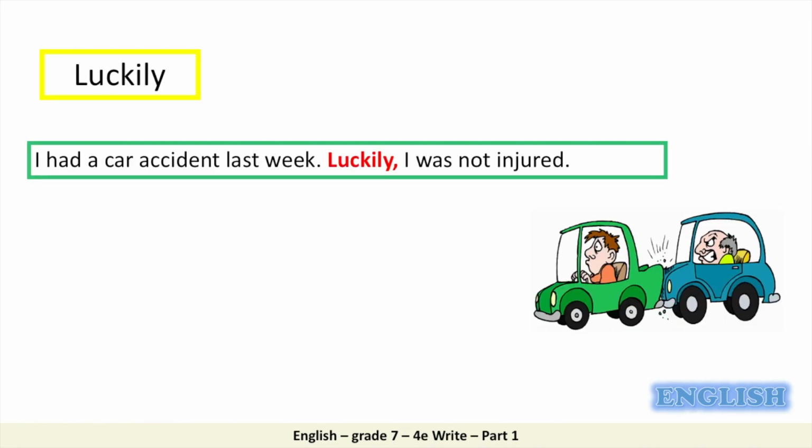Next, I had a car accident last week. Luckily, I was not injured. We use luckily in a sentence when we talk about something good that happened because of good luck. If we add the prefix un to form the word unluckily, this means that something happened because of bad luck.